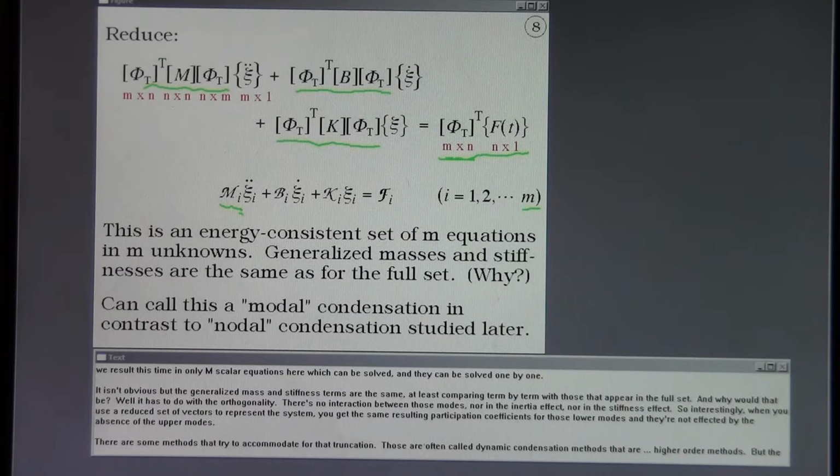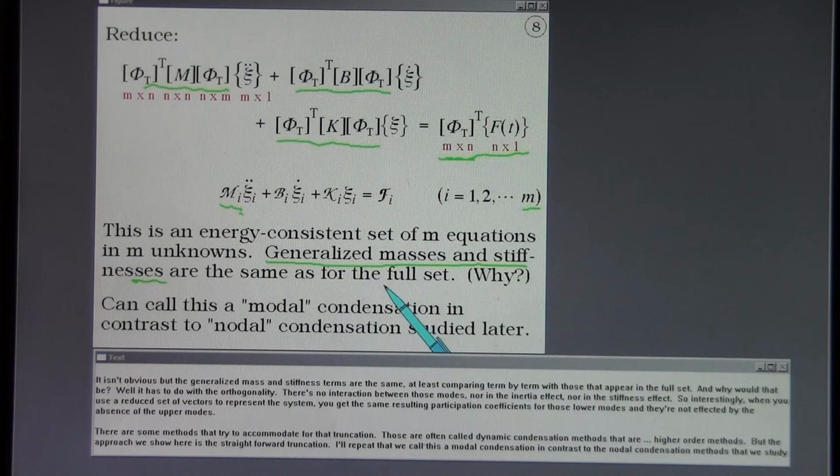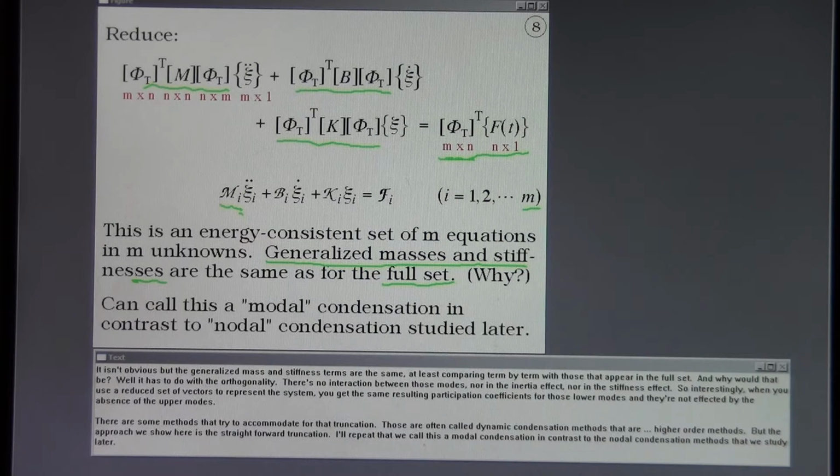It isn't obvious, but the generalized mass and stiffness terms are the same, at least comparing term by term with those that appear in the full set. And why would that be? Well, it has to do with the orthogonality. There's no interaction between those modes, nor in the inertia effect, nor in the stiffness effect. So, interestingly, when you use a reduced set of vectors to represent the system, you get the same resulting participation coefficients for those lower modes, and they're not affected by the absence of the upper modes.